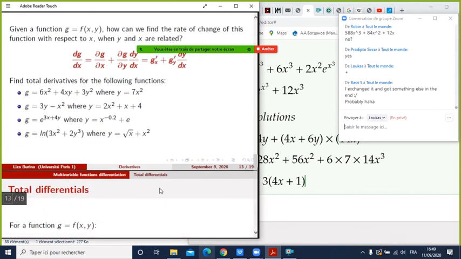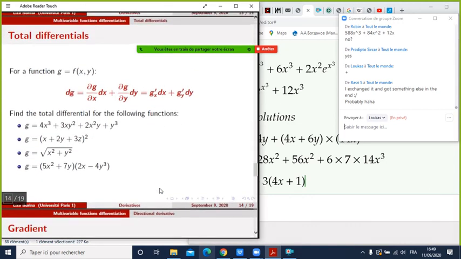Let's move on to the total differentials. And here, as well as just normal differentials, you don't have to do much. You just have to take your partial derivatives and write dx, dy, dz.